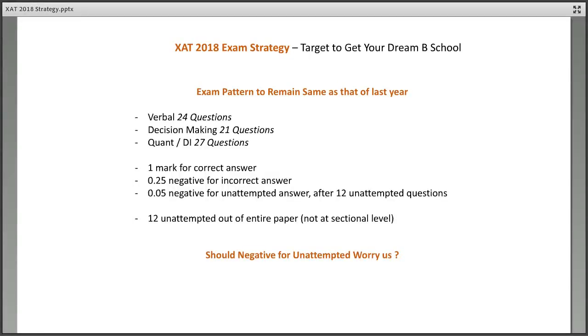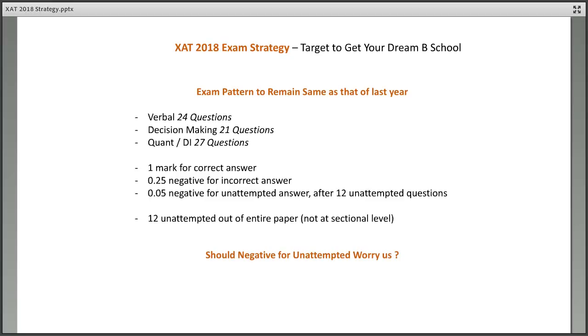XAT has made it clear on their official website that the examination pattern is going to remain the same as that of last year. That means that you will be getting 24 questions in verbal, 21 in decision making, and 27 in quant DI, making a total of 72 questions.